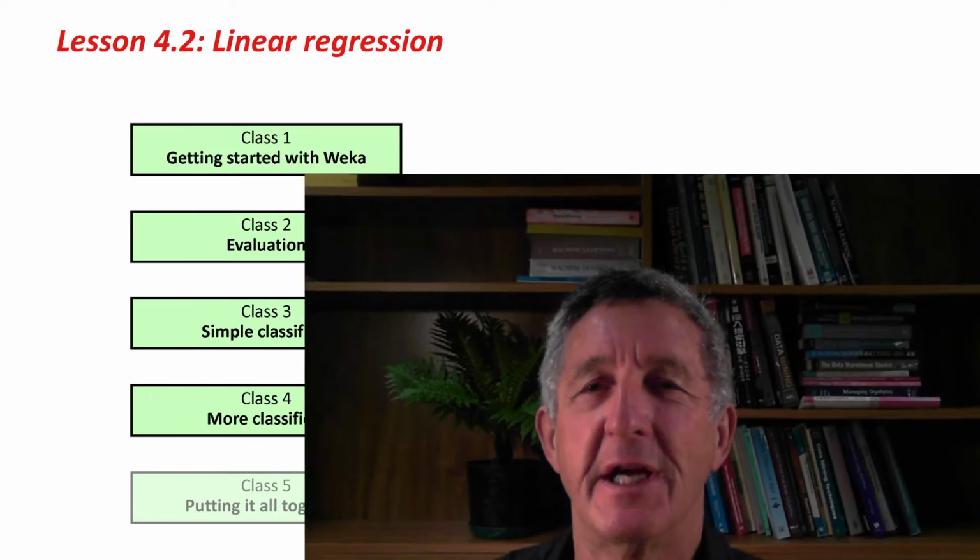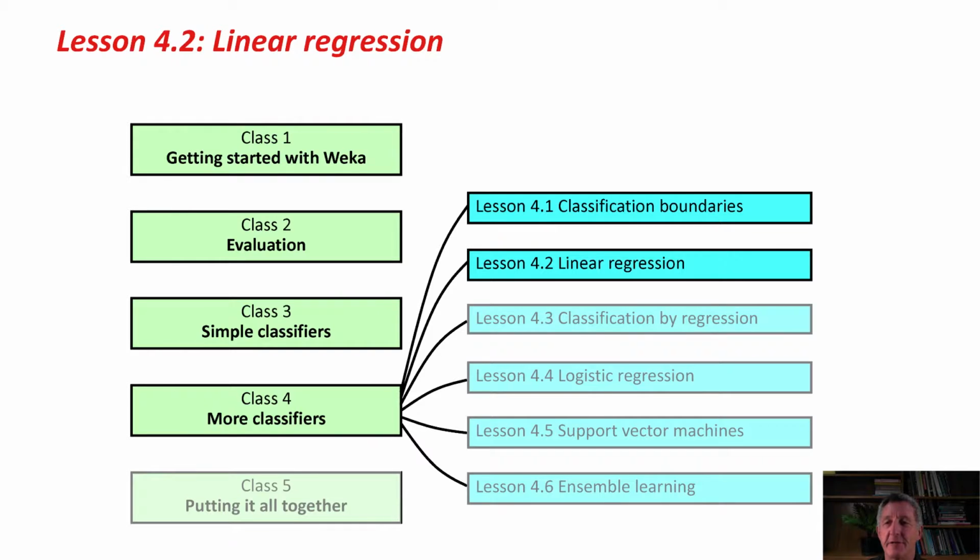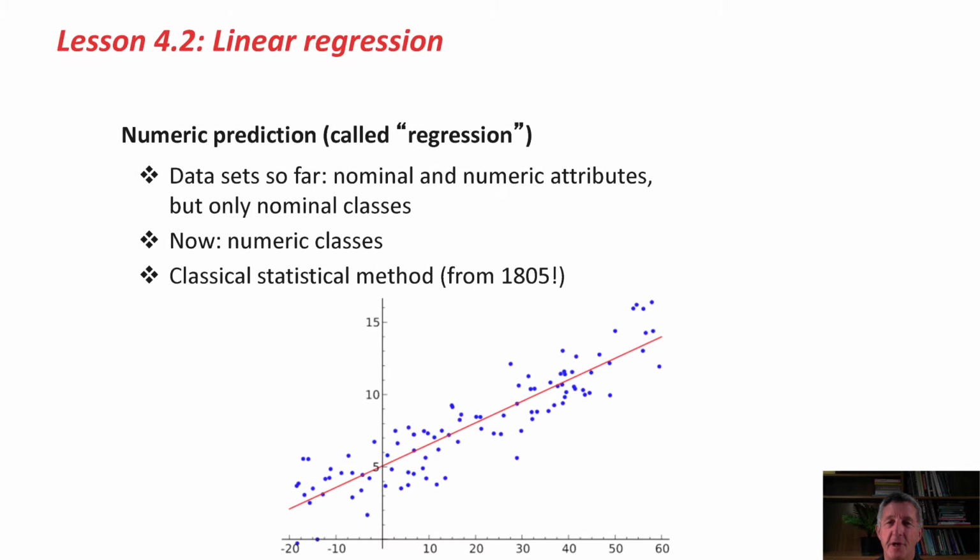We've seen examples of data sets with nominal and numeric attributes before, but we've never looked at the problem of regression, of trying to predict a numeric value as the output of a machine learning scheme. So that's what we're doing in this class, linear regression. We've only had nominal classes so far, so now we're going to look at numeric classes. And this is a classical statistical method dating back more than 2 centuries, I guess.